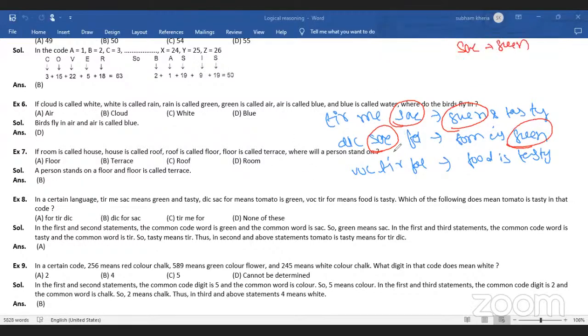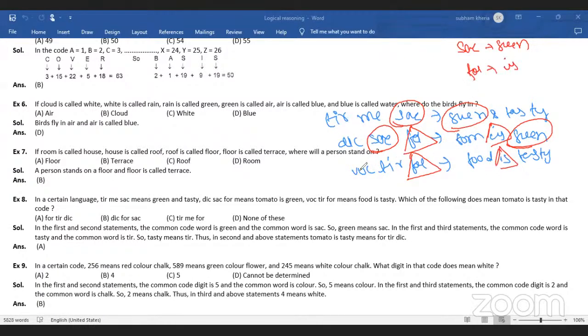Clear? Now in the second and third, what is the common code? For. Let's use a different figure, triangle, so that you don't get confused. And what's the common word? Is. So is will become triangle. So that means the code of for is "is".